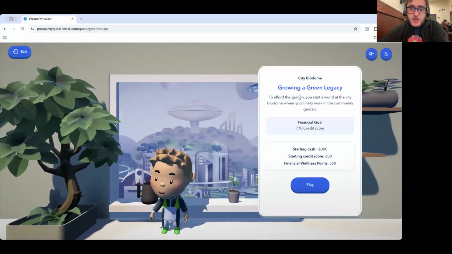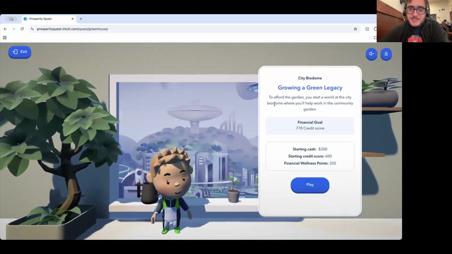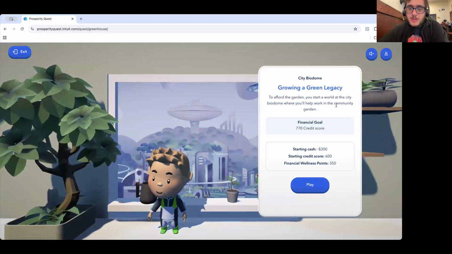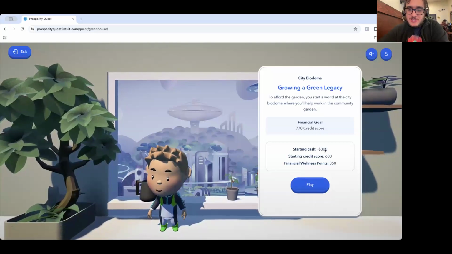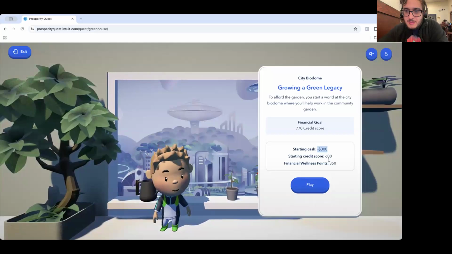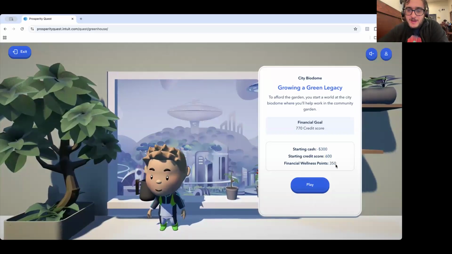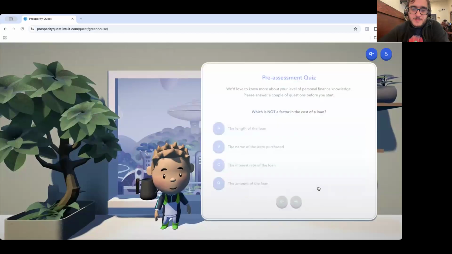To afford the garden, you start the world at the City Biodome where you will help work in the community garden. So the goal is to get a 770 credit score. The starting cash is 300. Starting credit score is 600, and financial wellness points 350.